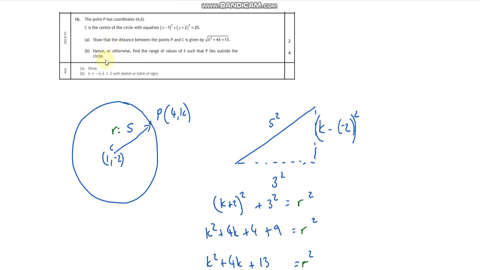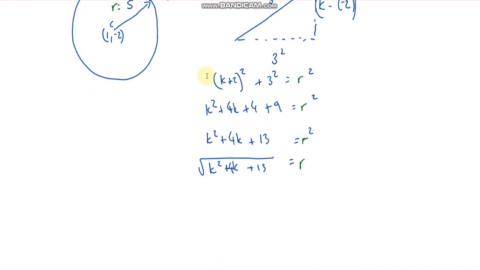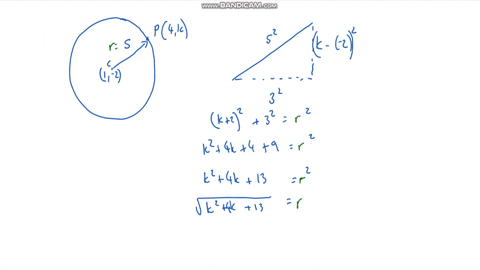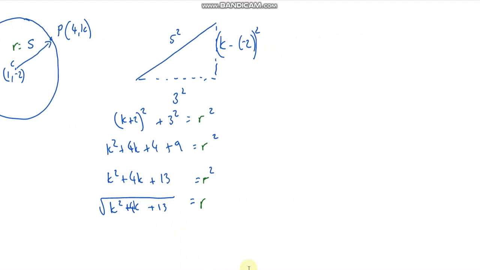And then this is where we go right into the quadratics. Hence, let's find the range of values of k such that P lies outside the circle. Okay, so let's move over here for this bit. Such that it's outside the circle. So what does that mean? Well, let's say we've got our k squared plus 4k plus 13 equals r squared. Okay, so that was this bit here.